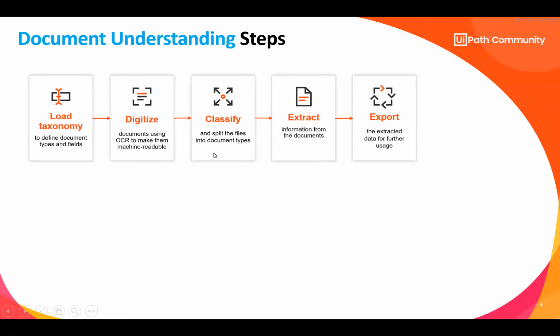Now, do you think this is pretty straightforward? Okay, think of it this way. What happens when the bot is not able to classify the document? Classifying is nothing but identifying what document type it is. If the bot is not able to identify that, what will happen?